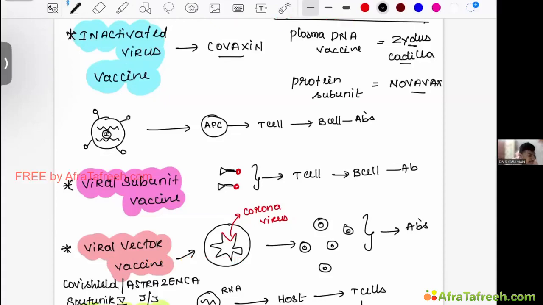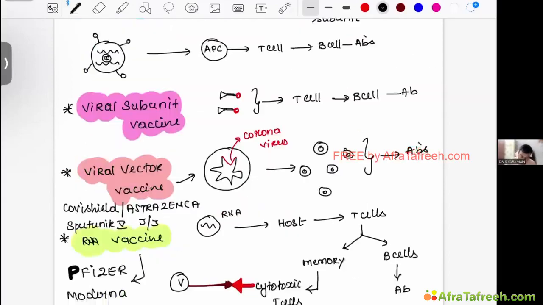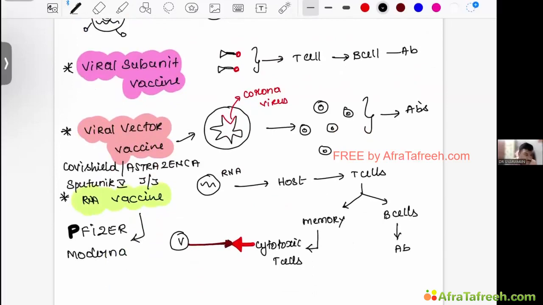18 years gets inactivated virus vaccine, which is Covaxin. Next is viral vector vaccine: Covishield, AstraZeneca, Sputnik V, and Johnson & Johnson. RNA vaccine is Pfizer and Moderna. Okay, so these are a few things which are very, very important. You have to know these very important things about the vaccine. The question can be asked for you.